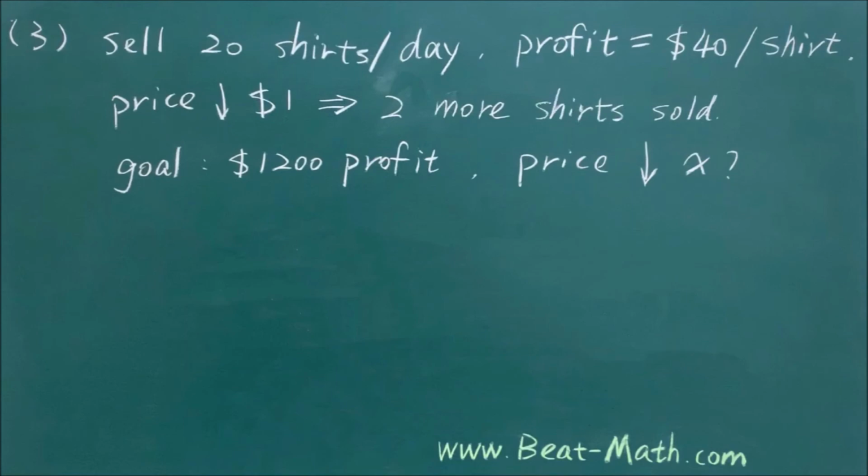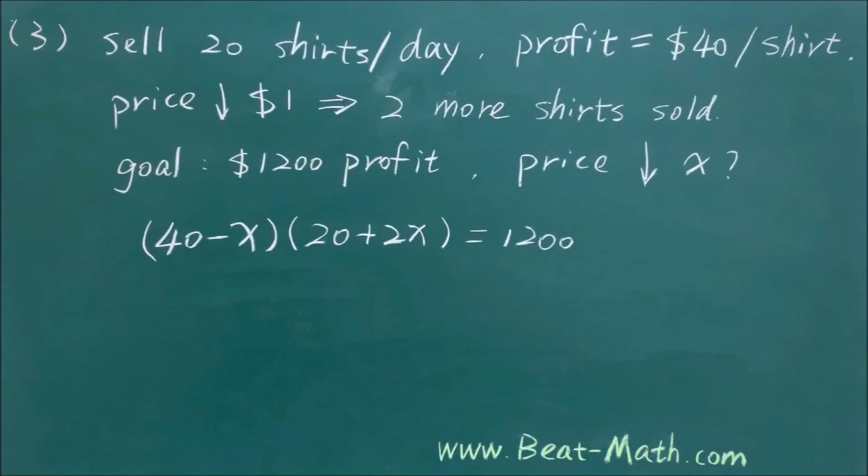First, we assume the price should be reduced by x dollars. Then, 2x more shirts will be sold. The total amount of shirts sold will be 20 plus 2x. The profit of selling one shirt will be decreased to 40 minus x dollars. Thus we get the total profit as (40 minus x) times (20 plus 2x). As we already know from the problem, the total profit should be $1,200. So we get the equation (40 minus x) times (20 plus 2x) equals 1,200.